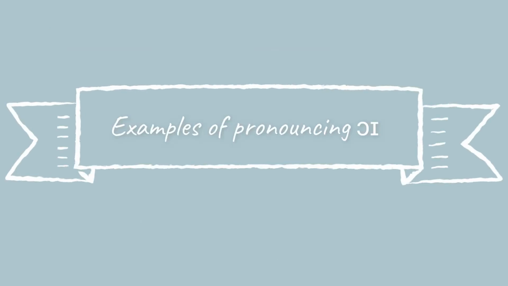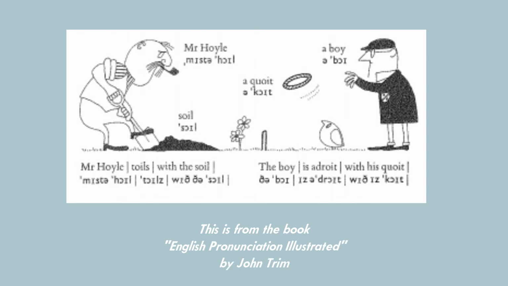This sound is made from the vowel sounds O and E. O, E. And then it becomes oi. Now, let's look at the examples on how to pronounce oi in words and sentences. Mr. Hoyle, soil. Mr. Hoyle toils with the soil. A boy, a coit. The boy is adroit with his coit.